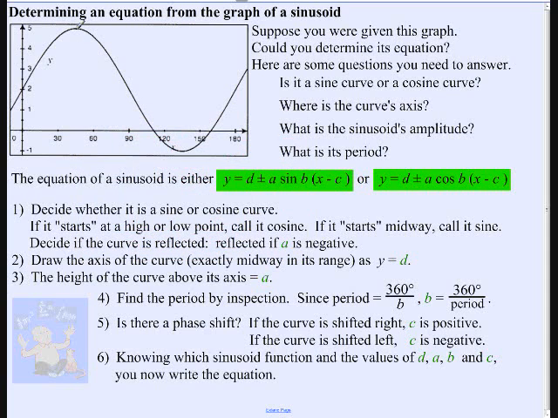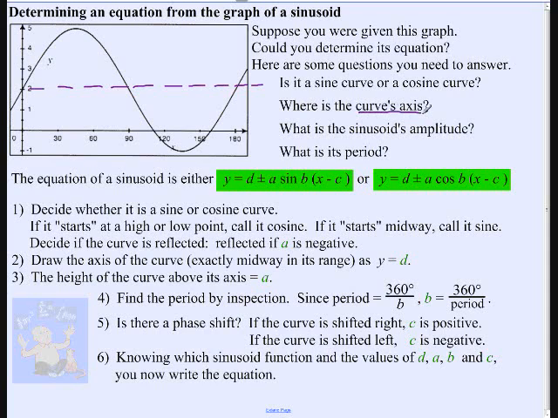If the peak is at 5 and the valley is at -1, the central axis is going to be midway between them, right? So if we go down 1, 2, 3, and we go up 1, 2, 3, we find that the central axis is right here. Now what does this tell us? This is going to tell us how much this graph has been translated up or down.